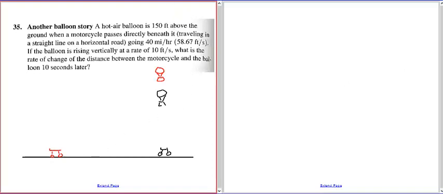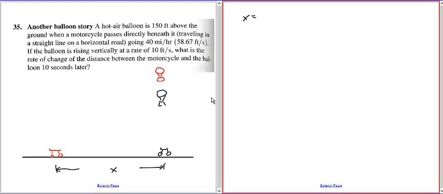Now, this distance from here to directly under the balloon we'll call x. And we can calculate x because the distance is the velocity times the time. And the motorcycle is traveling at 58.67 feet per second. And it does that for 10 seconds. So that's 587 feet. So that's x.